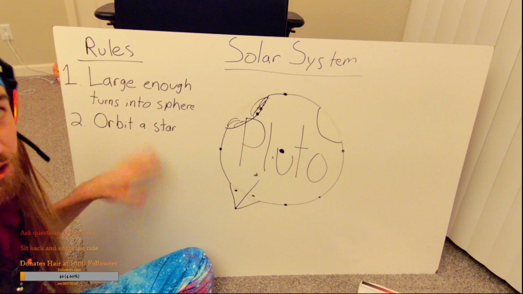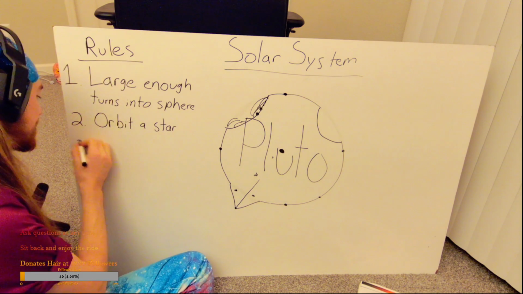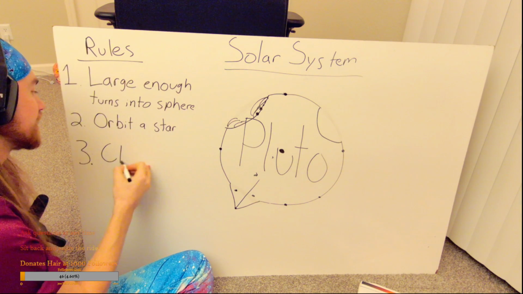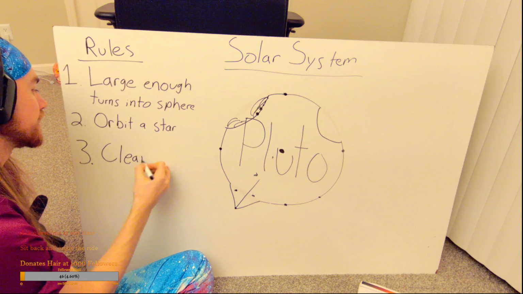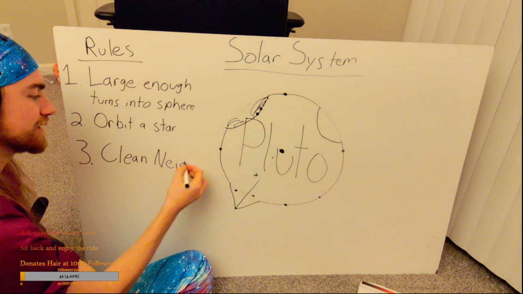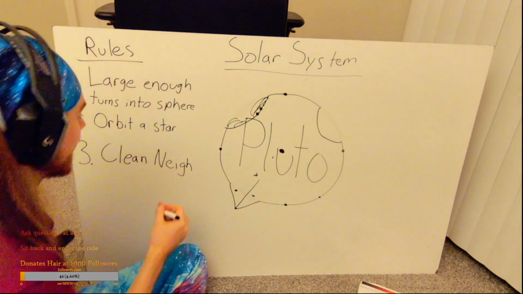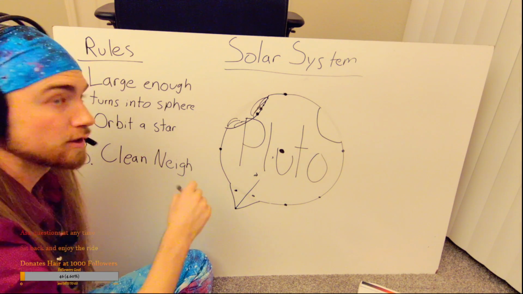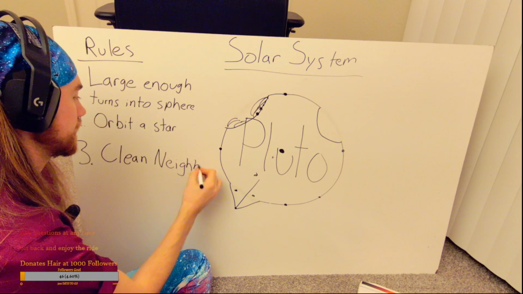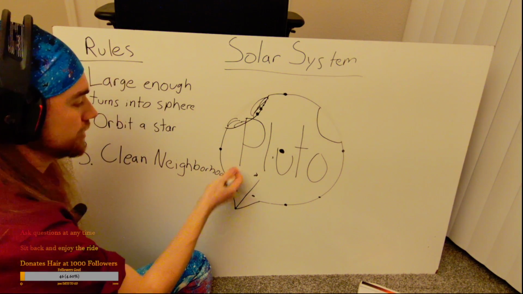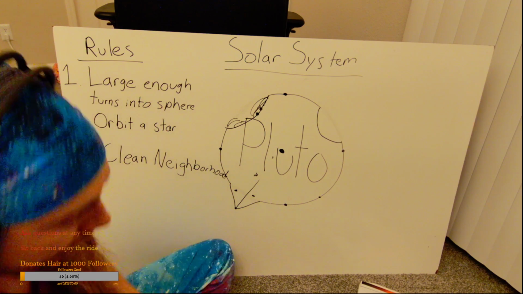In any case, rule number 2, orbit a star. Rule number 3, that's the one that knocks out all kinds of bodies like Pluto. Must have what is called a clean neighborhood. Now this is where it also gets to be very situational and why it's not the best system, in some people's opinion, including my own. Good. See, Pluto, you got a dirty neighborhood. That's why you're not a planet.